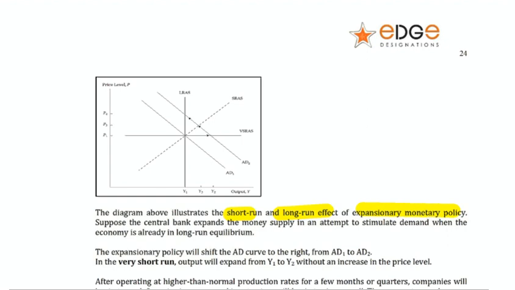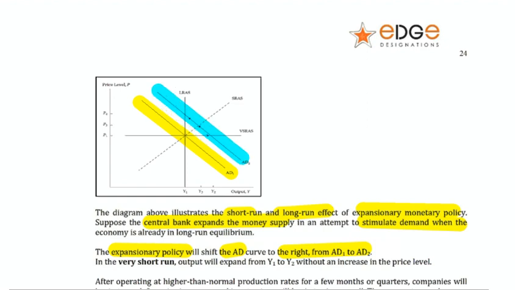Let's talk here about the central bank expanding the money supply. Why would the central bank expand the money supply? They want to stimulate demand when the economy is already in what we call a long run equilibrium. The expansionary policy shifts the demand curve to the right, and we move from aggregate demand curve 1 to aggregate demand curve 2.